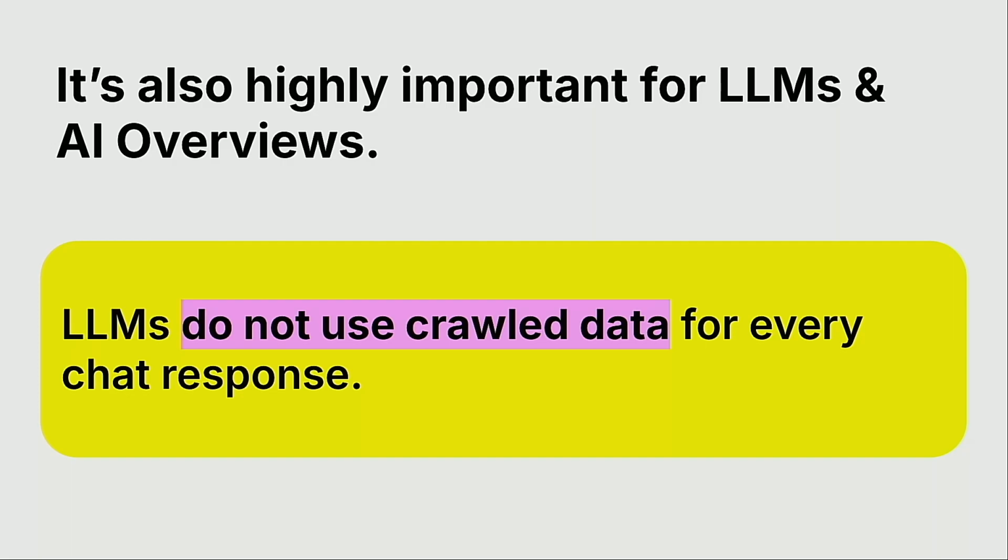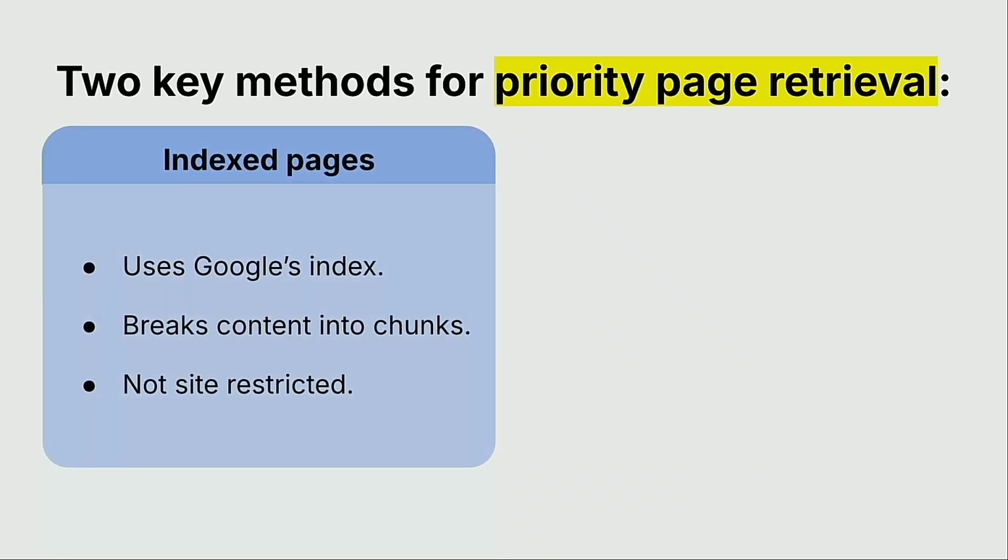And this is because your LLM user agents don't use crawled data for every chat response. So there are two key methods for priority page retrieval that an LLM user agent might use when it's completing a chat with a user. Now, the first is index pages. So in this instance, a user might submit a chat request to the LLM, say it's ChatGPT or something else. The LLM will then go out and basically perform its own browser search. So it will use the keyword query data and any query fan-out information to scour the index for the top pages that appear for those queries.